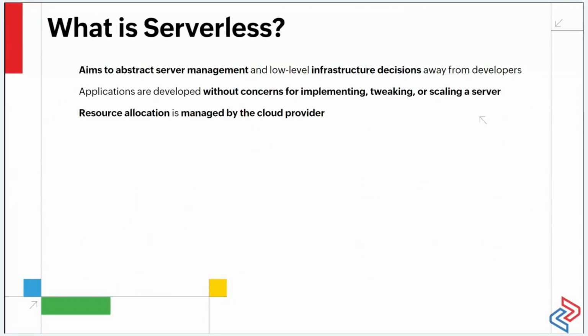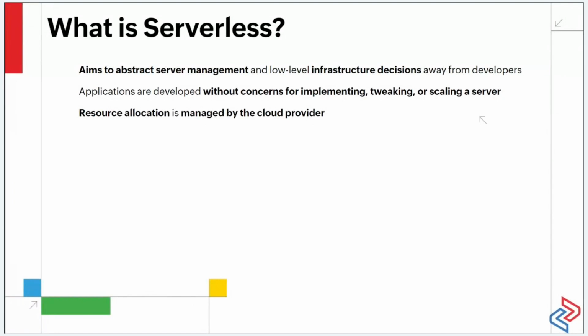Since Catalyst is serverless, and that will feature a significant part of our discussion, for the audience that is not aware of serverless, what serverless aims to do is abstract all kinds of infrastructure decisions and server management activities away from developers. The applications are developed without you having to worry about either scaling, tweaking, or implementing a server. Resource allocation is something which is managed by the cloud provider. So all of these get offered to you as a managed service.